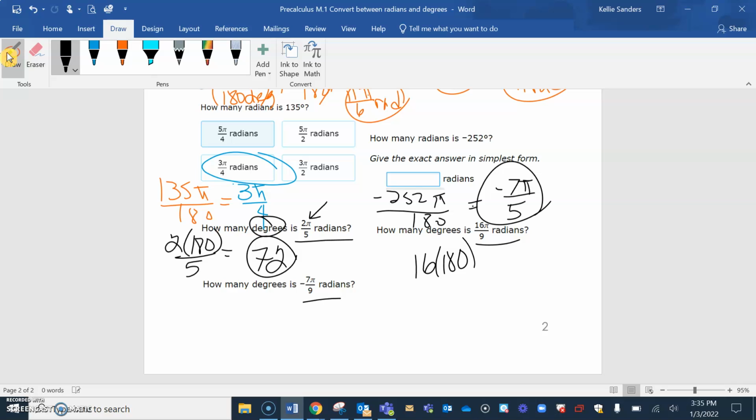16 times 180 divided by 9, 320. Negative 7 times 180 divided by 9, which will make that 20, which would be negative 140.